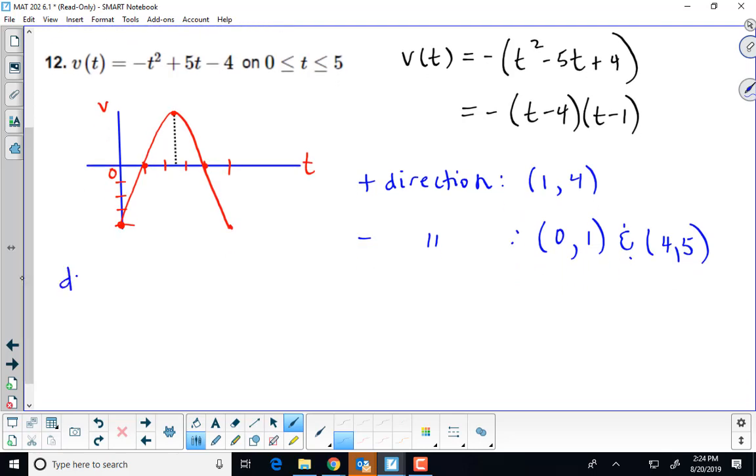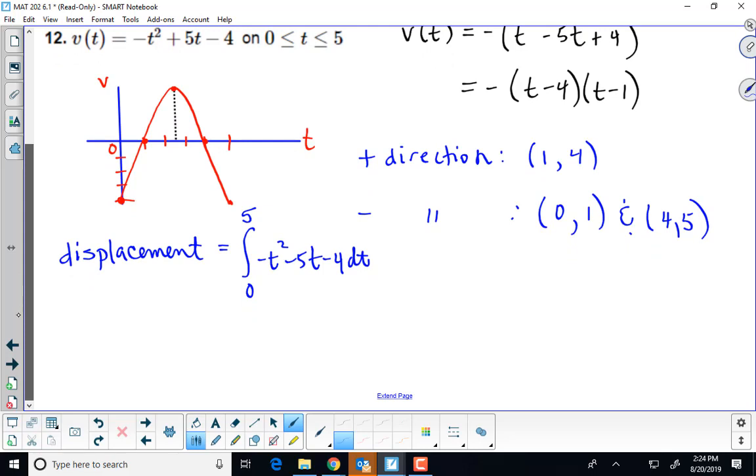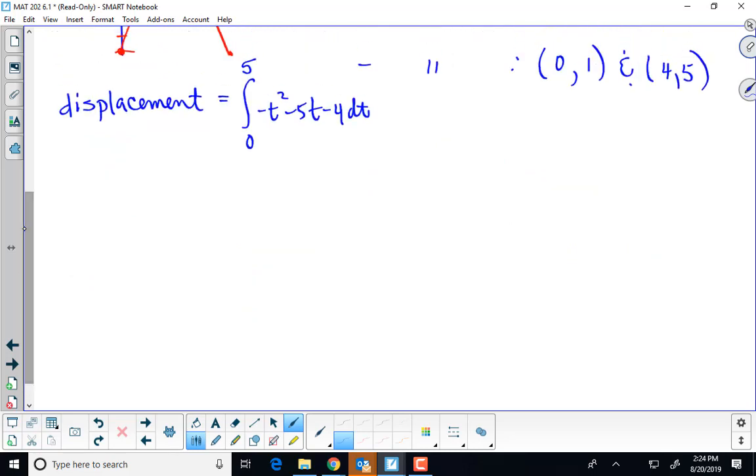So displacement is going to be the integral of negative t squared minus 5t minus 4 dt on the interval 0 to 5. So there is our displacement. And that's just a straightforward plug and chug. We don't have to deal with an absolute value, nothing crazy. We just do power rule. So this will give us negative t cubed over 3 minus 5t squared over 2 minus 4t from 0 to 5.